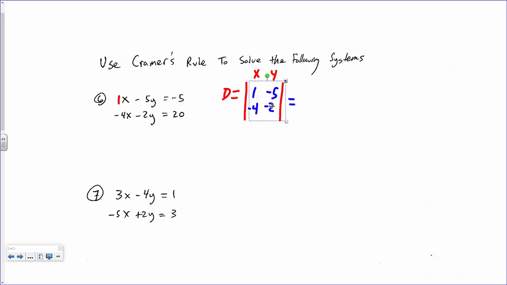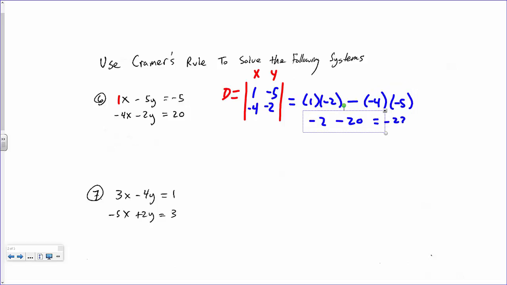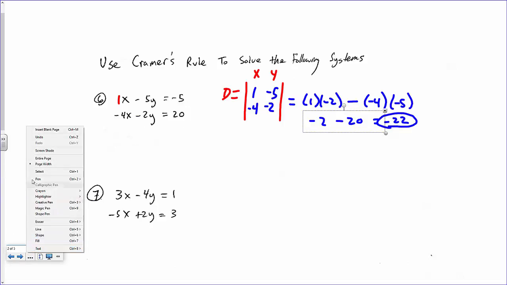So to find this determinant, it's pretty easy. It's this corner times this corner, which is 1 times -2. Then I'll subtract this times this. So -4 times -5. What this gives me is -2 minus 20, which is -22. So that's something to look at. And that's D, our value for D. Now I have to do this twice more.